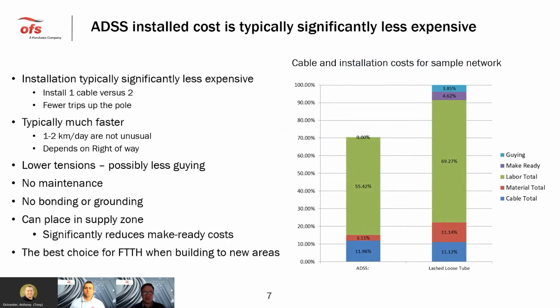The installed cost is typically significantly less expensive, and there are several reasons for this. First, there's one cable. If you're installing a self-supporting cable, which means it supports itself, then you're installing basically one cable versus two. That can mean fewer trips up the pole, and it also means the installation can be much faster. It depends on the right of way, but 1 to 2 kilometers per day is not unusual. Fast installations also mean you can get up and running with service more quickly.